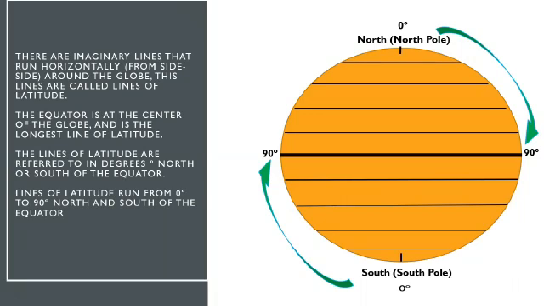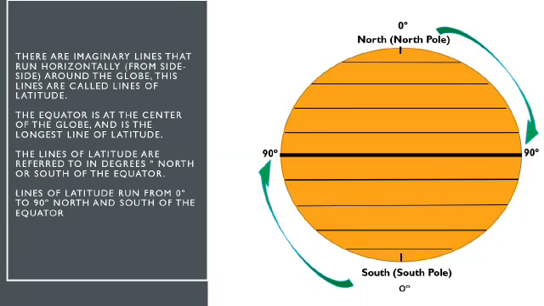The equator is at the center of the globe and is the longest line of latitude. Using a darker and thicker line, I've indicated the equator in the middle of the globe, or in the middle of our diagram or circle represented as the globe.